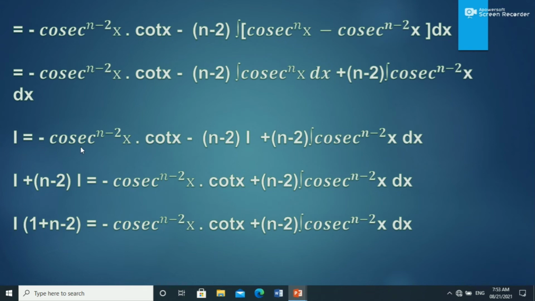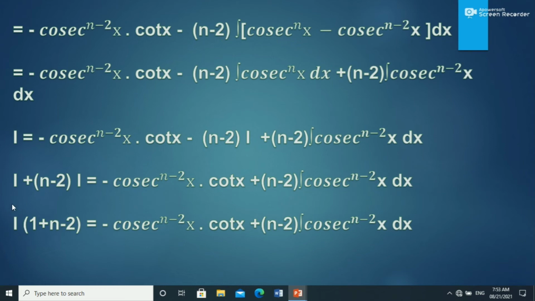Then in the next step I is equal to minus cosec^(n-2) x cot x minus (n-2) times this whole integral, that is integral of cosec^n x dx, which is replaced by I according to equation number 1. Then plus (n-2) integral of cosec^(n-2) x dx. Then here this minus (n-2) I goes to the left hand side, so it becomes plus (n-2) I. Then remaining terms are as they are, that is minus cosec^(n-2) x cot x plus (n-2) integral of cosec^(n-2) x dx.